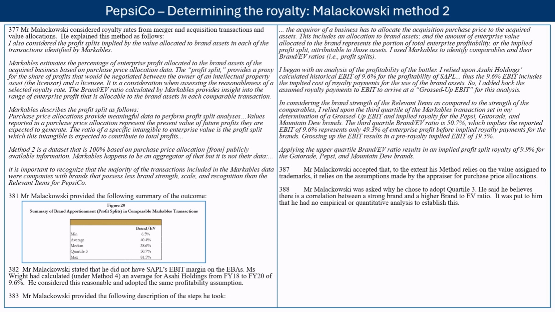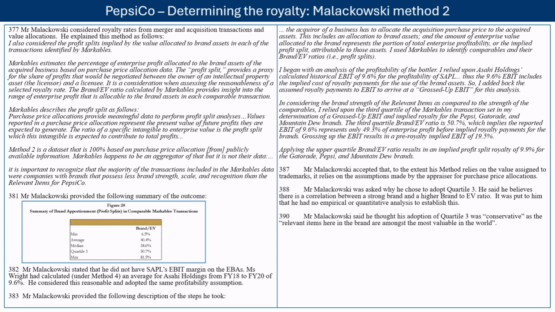Mr. Malachowski was asked why he chose the third quartile. He said he believes there's a correlation between strong brand and higher brand to EV ratio. And since, you remember, he already said on the left side that he believed that the PepsiCo brands were much stronger than those in the Markables database, that's why he chose the higher quartile to compensate for them. It was put to him that he had no empirical or quantitative analysis to establish this, and that's right. It seems like a fair assumption, but he could not prove it.